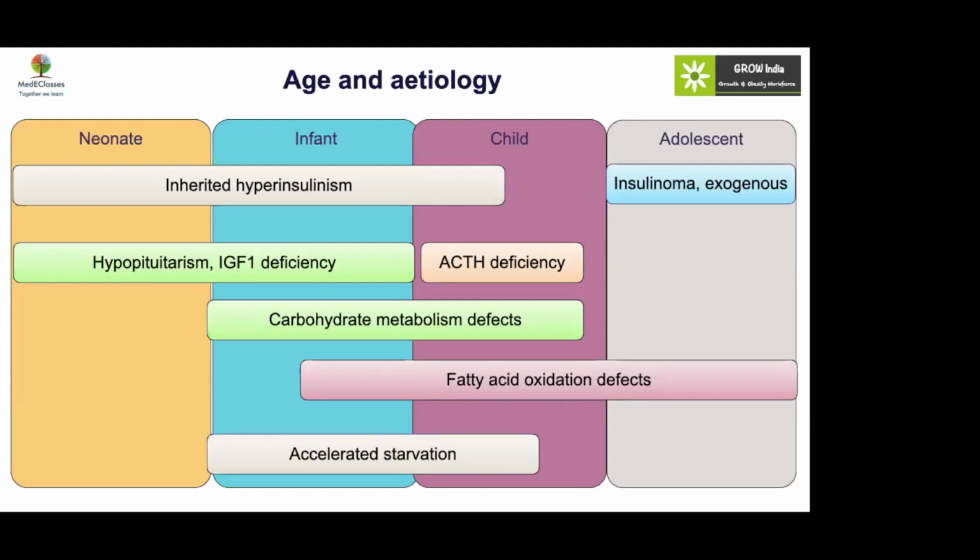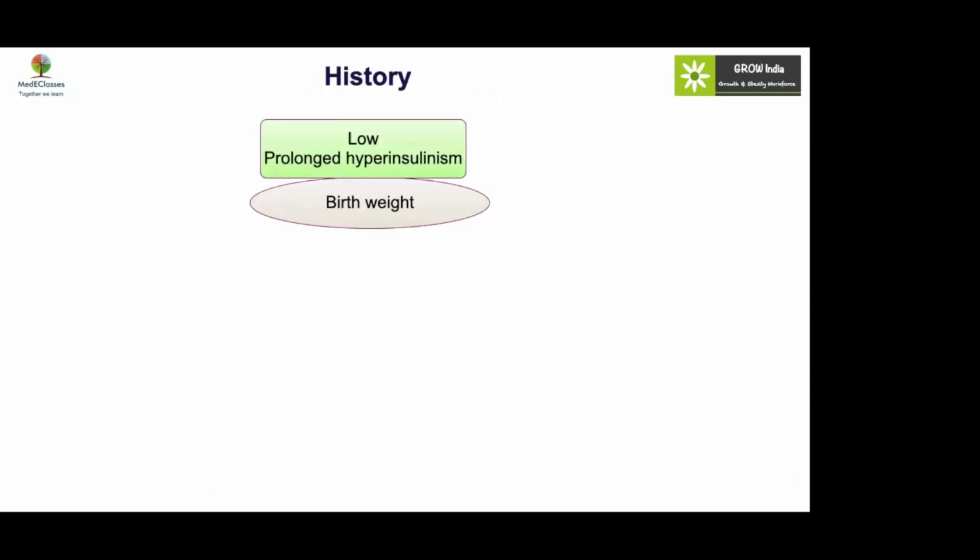The most common cause of infantile and childhood hypoglycemia is accelerated starvation, when you have used up all your stores, which are not good enough, and you are still developing hypoglycemia. So how do you evaluate? Look at birth weight. If the birth weight is low, this could be a prolonged hyperinsulinism. This is a stress response. So it doesn't mean that if your birth weight is low, it cannot be hyperinsulinism.